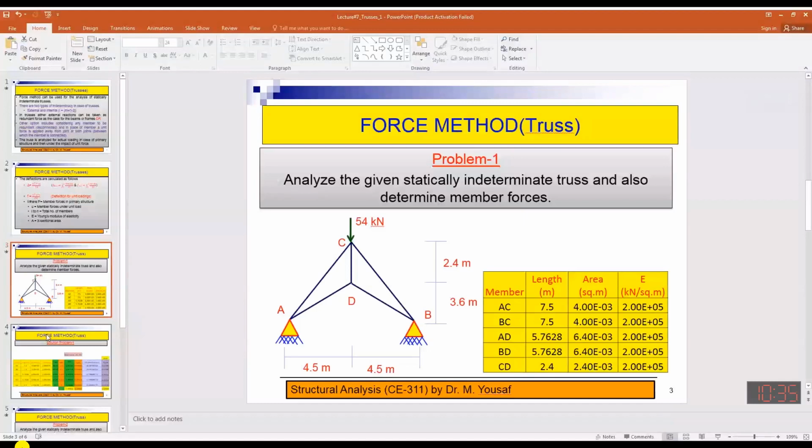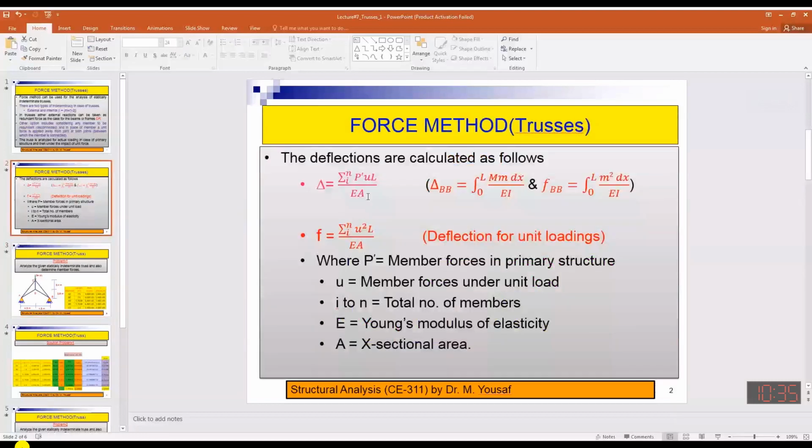So these are members AC, BC, AD, BD, and CD. The length is this one, the area is this one, and E is this one. Everything that is available with you, I will be sharing through this slide. These are the member properties, only the physical properties. These will be placed in the formula, AE and the length over there. Now only PU is left.